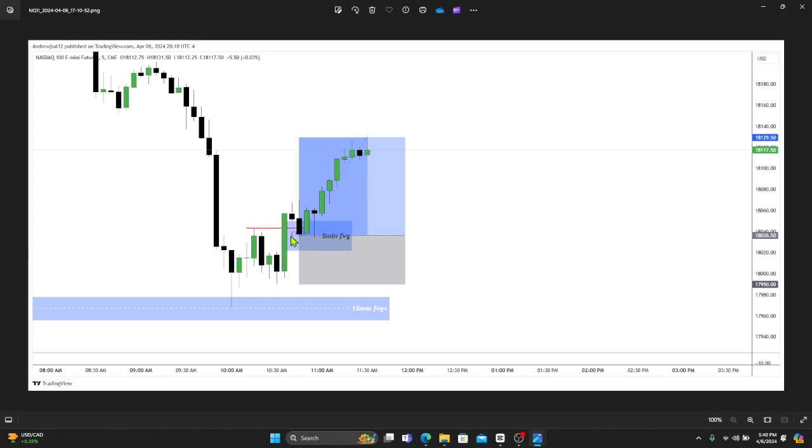Price taps in there, and then drives higher for a nice 1 to 2 risk to reward here, using the 50% of that 5-minute fair value gap and the top of this candle body, the bullish mitigation block. Okay, let's get into another example.